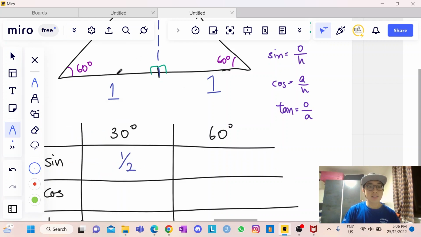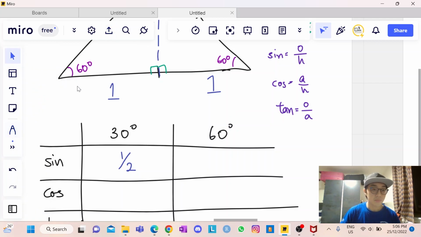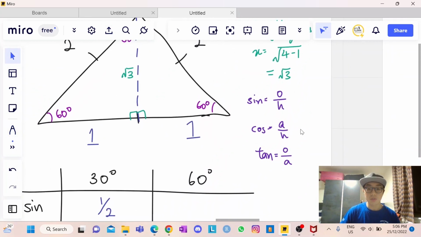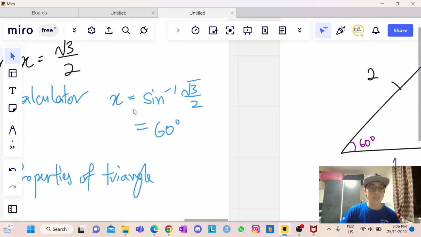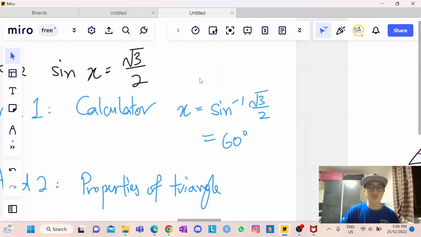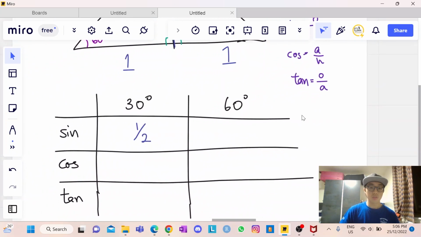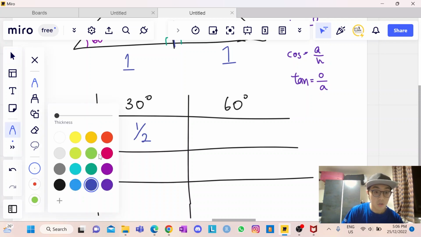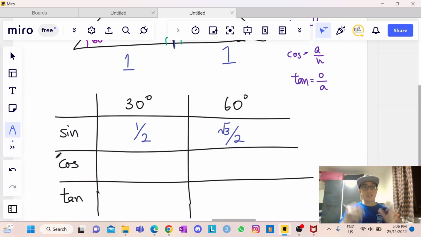And sine 60 is the same. So sine 60 is equal to opposite, which is root 3, over hypotenuse, which is 2. Therefore, sine 60 will be equal to root 3 over 2. Using the same diagram above, you can get the same thing for cos, and then for tangent too.